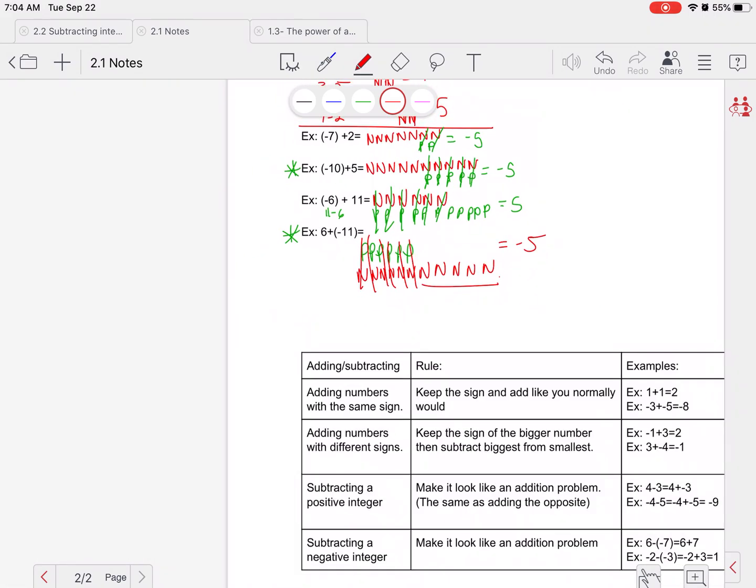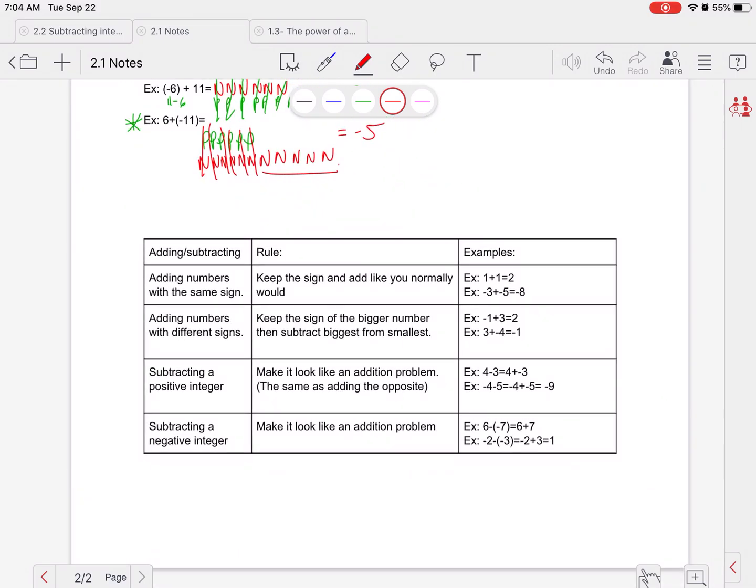Here are some general rules for adding and subtracting. Go ahead and keep this handy. I'll have the notes printed for you today. This will help you for the rest of our time together when we're adding and subtracting numbers. We'll talk more about it later.